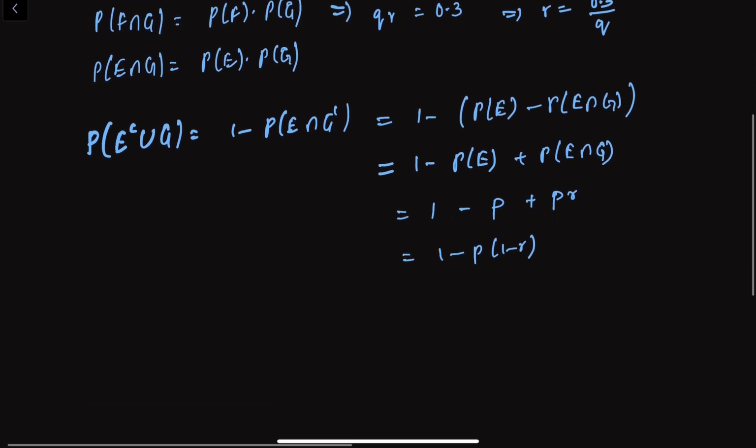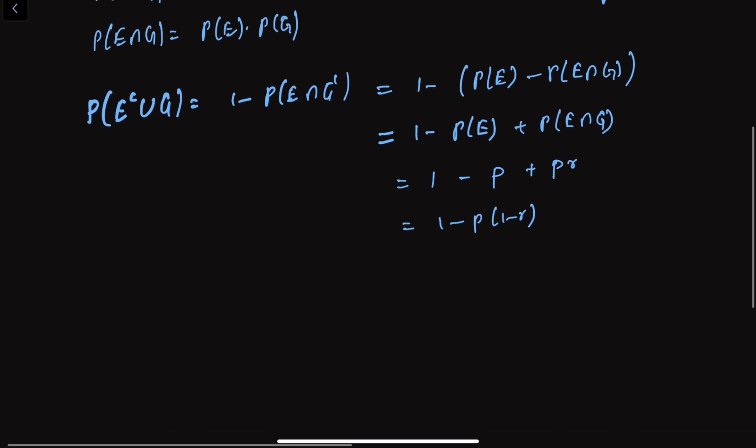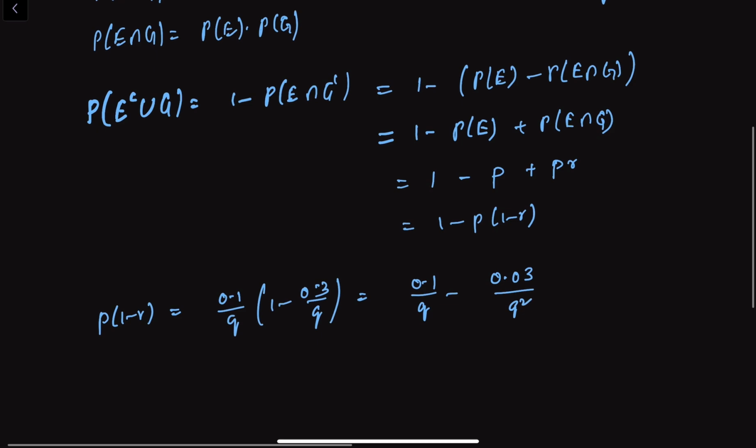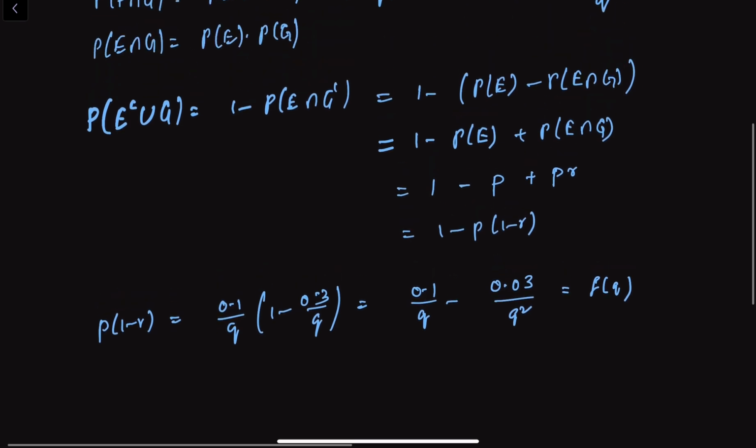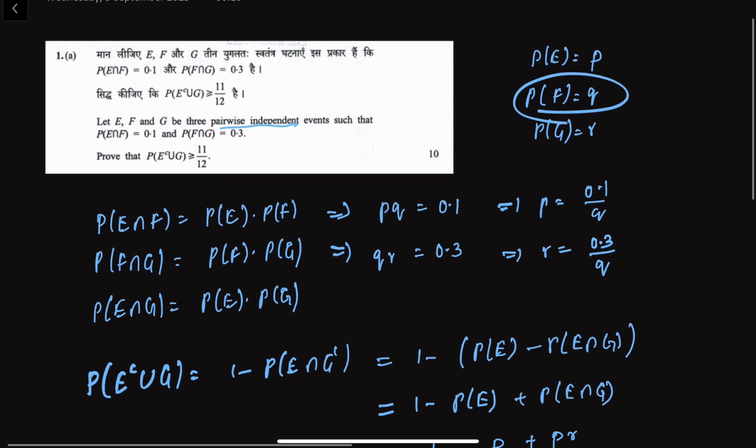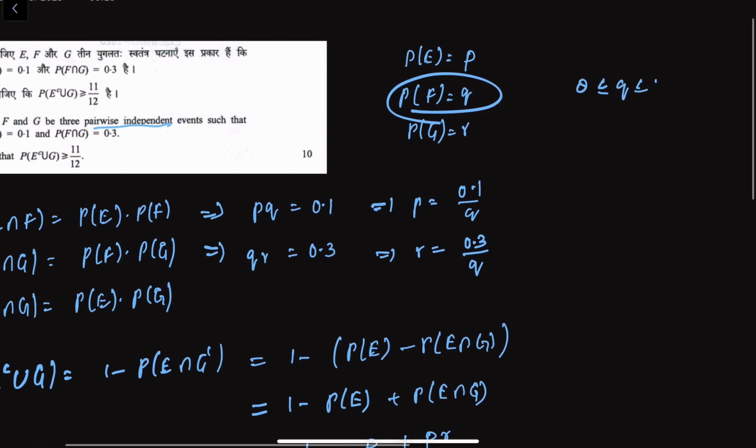So we need to find the lower bound of probability of E complement union G, which means we need to find the upper bound for P into 1 minus R. If we can find the upper bound for this, we can find the lower bound for the entire quantity. P into 1 minus R can be written as 0.1 by Q into 1 minus 0.3 by Q, that's 0.1 by Q minus 0.03 by Q square. Consider this function as f of Q, and we need to maximize it. We should not forget that Q is a probability, so 0 is less than or equal to Q is less than or equal to 1.